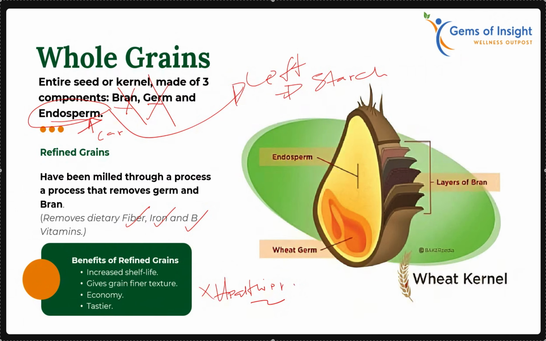So the other thing, there's a protein in wheat. Why am I forgetting the name of this protein? Gluten.